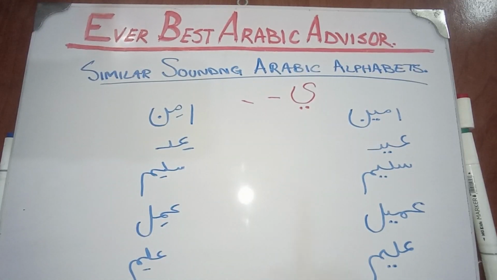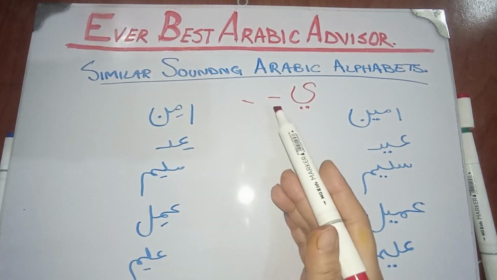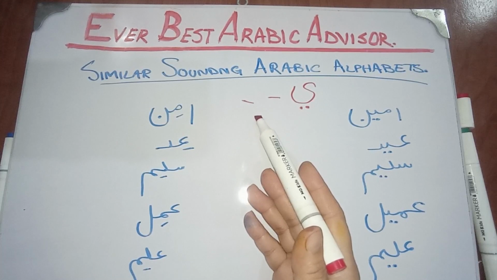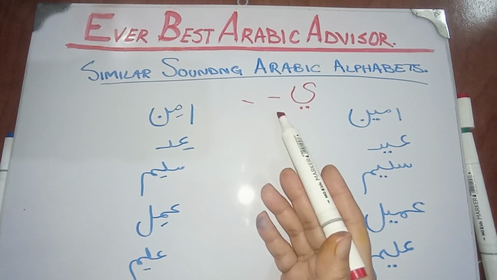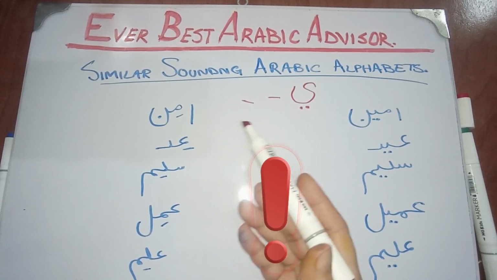Assalamu alaikum. The Arabic letter Ya and the Arabic sign Kasra both have a very similar sound, actually the same sound: E, E. Are you confused while differentiating between these sounds and the words? I will teach you in this video.